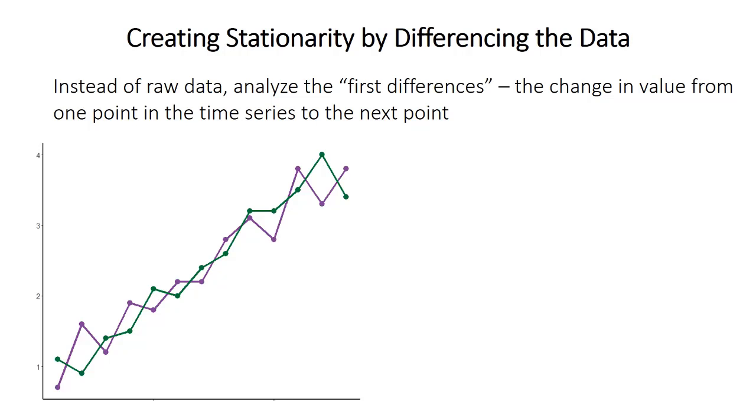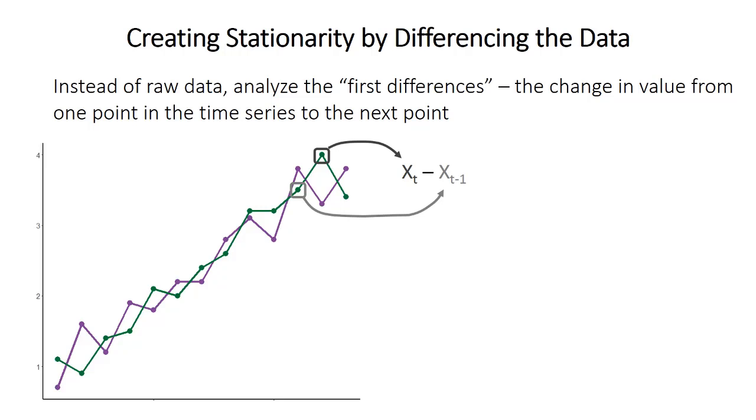So, for example, the first difference between this point here in the green time series and the one just before it is just the value of one minus the value of the other. So it's the change from one point to the next. Basically the first difference is just, instead of looking at raw data, we're looking at change.